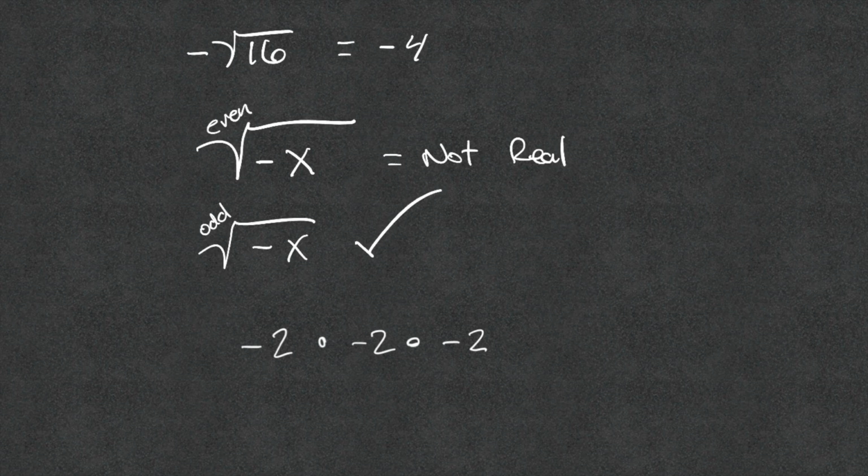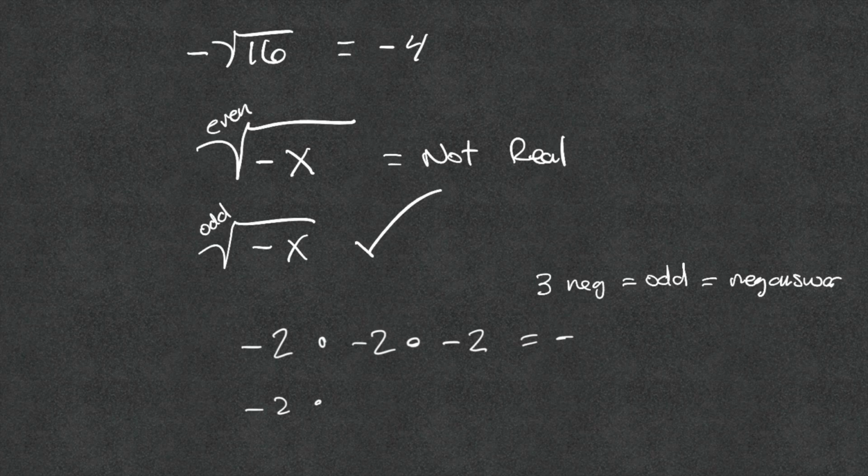We count the number of negatives. 1, 2, 3. We have 3 negatives, and that's odd. That means that our answer will be negative. So if we have an even number of negatives that we're multiplying, then we'll always have a positive answer.